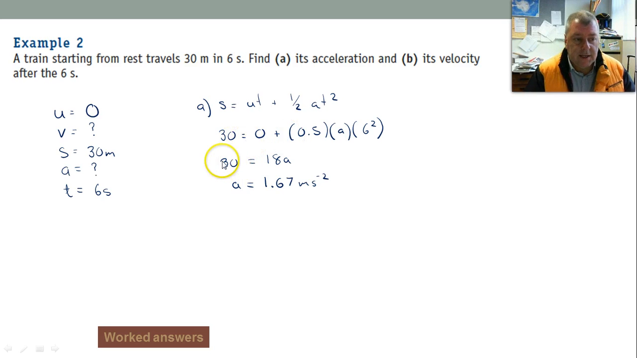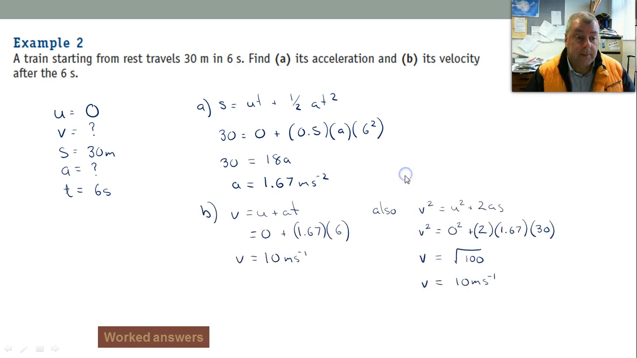I then simplify it down, so we get 30 equals 18a, that's what this becomes, and by then dividing by 18 I get a equals 1.67. Again, writing in the correct units. You'll lose marks if you don't write in the units, you'll lose marks if you write in the wrong units.